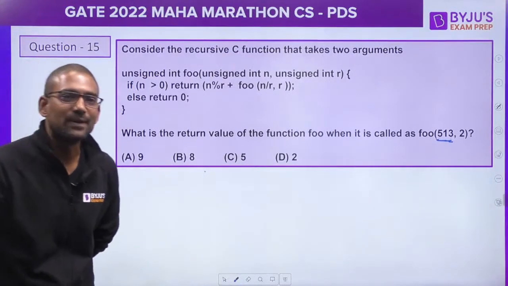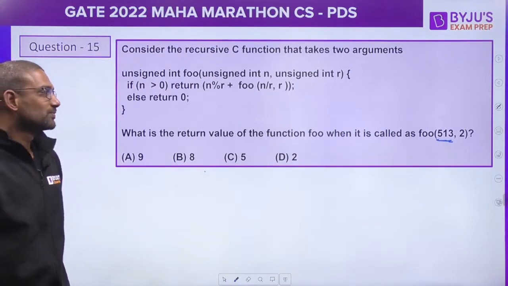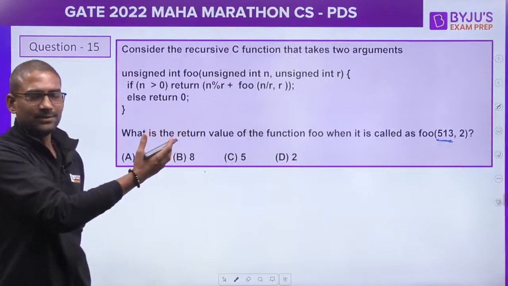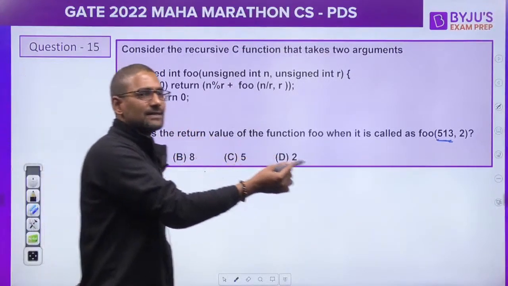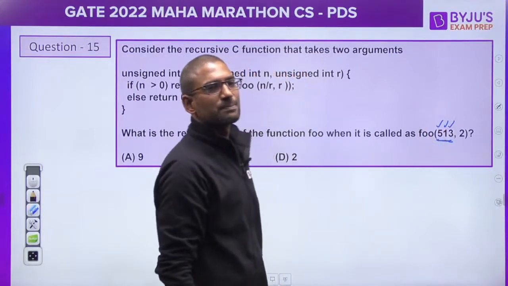Who is giving option B again? It is just adding every digit of the given number. This is 5 plus 1 plus 3, 6 plus 3, 9.